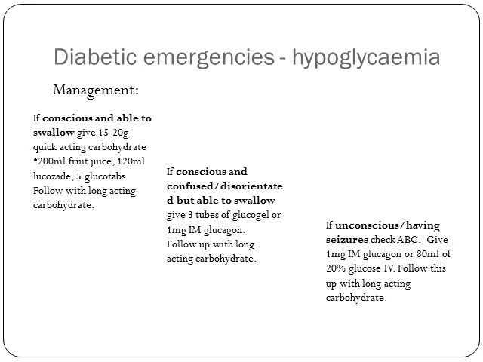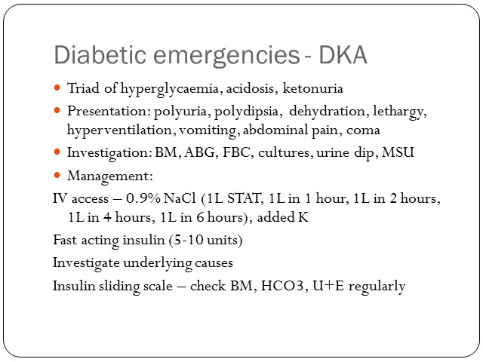If they're unconscious or having seizures, then obviously start with your ABC assessment, but you again give 1 milligram of IM glucagon or 80 mils of 20% glucose IV. And again, once they come around, follow up with long-acting carbohydrate. Think about the cause, why did they have it, etc.